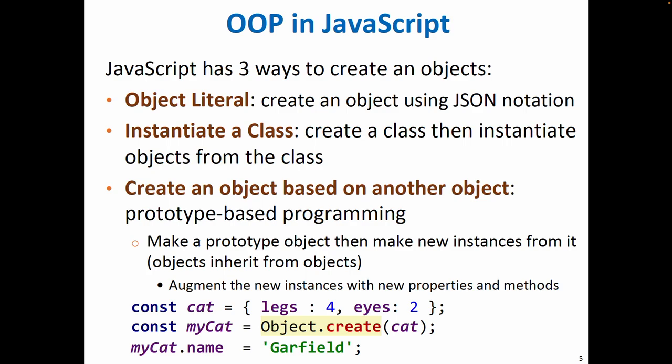And there are 3 ways to create an object in JavaScript. One of them is the object literal, which is where we create an object using JSON notation. Do you know what a JSON notation is? Have you ever used JSON data? Dictionary, database. What is it?